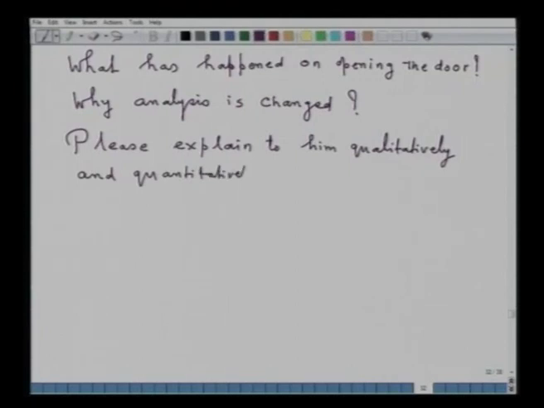And quantitatively as well. You just can't escape by telling him some nonsense. You have to give him the figure that this has happened and these are the values. So, this is the problem before you. How would you approach to solve this problem?